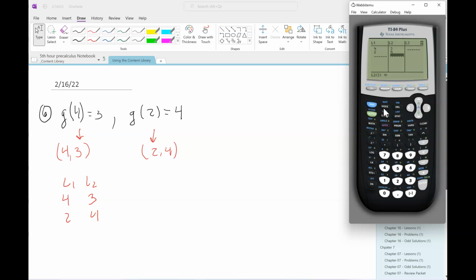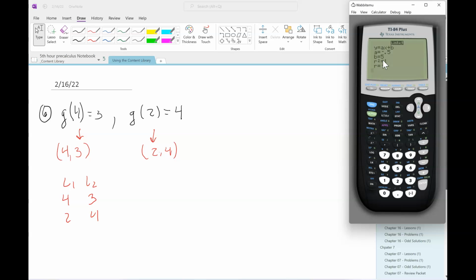I'll exit out of here now. Go back into the stat menu. This time we'll go to the calc tab. Select the linreg command. And since I'm not being asked to do anything with this equation, I'm not going to bother to store it anyways. I'm just going to display it. So here's my equation: y equals negative 0.5x plus 5. So that's probably the easiest way to do it, since the calculator does all the heavy lifting for us.